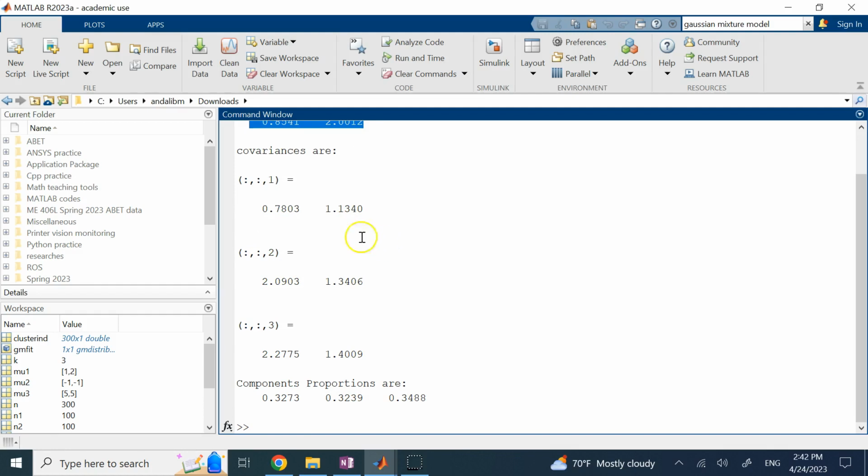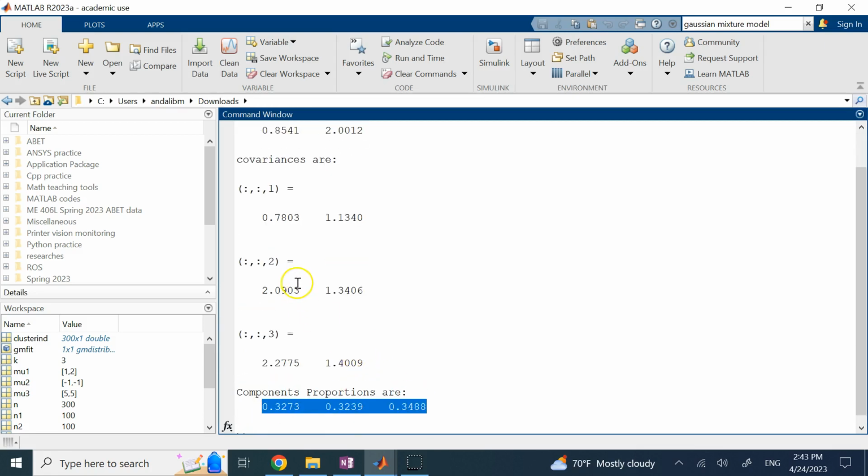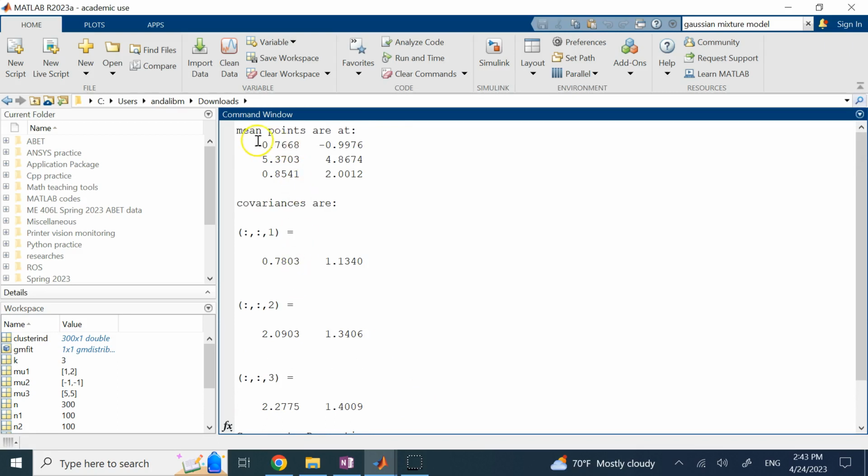Now remember, I said diagonal, so it only gives me diagonal numbers of the matrices. And then I have some proportions. And as you can see, the proportions are very close to 1/3, each one of them, right? They're very close to 1/3. And if you look at these locations, do they make any sense? So it says the first one is like -0.76, -1, right?